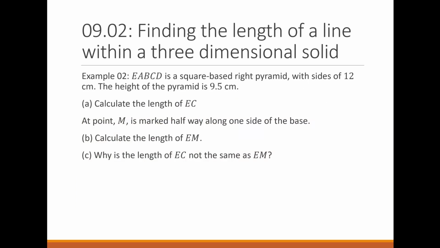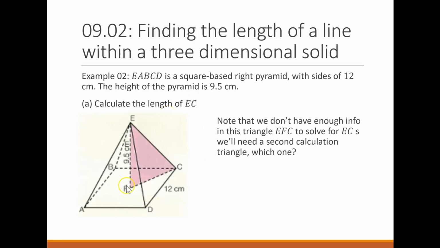Another example, this one's a little bit more involved. So it says EABCD is a square-based right pyramid with sides of 12 centimeters. You can assume when it says sides of 12 centimeters, it's talking about the sides of the square base. The height of the pyramid is 9.5 centimeters. We want to calculate the length of EC. Let's do that part first. So I'm going to start by drawing my square pyramid and identifying a calculation triangle that involves EC. So that's what I've highlighted here in pink.